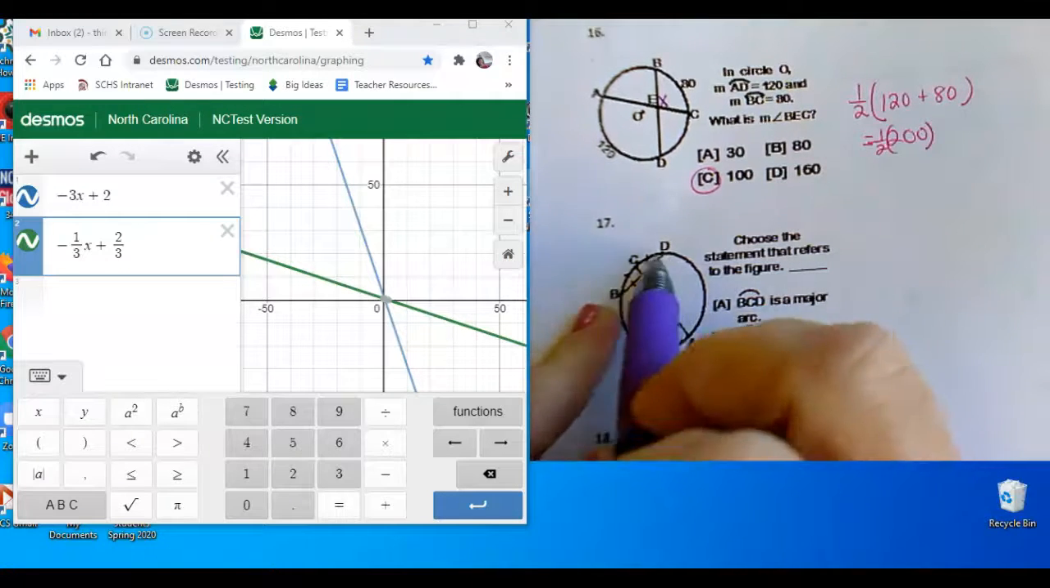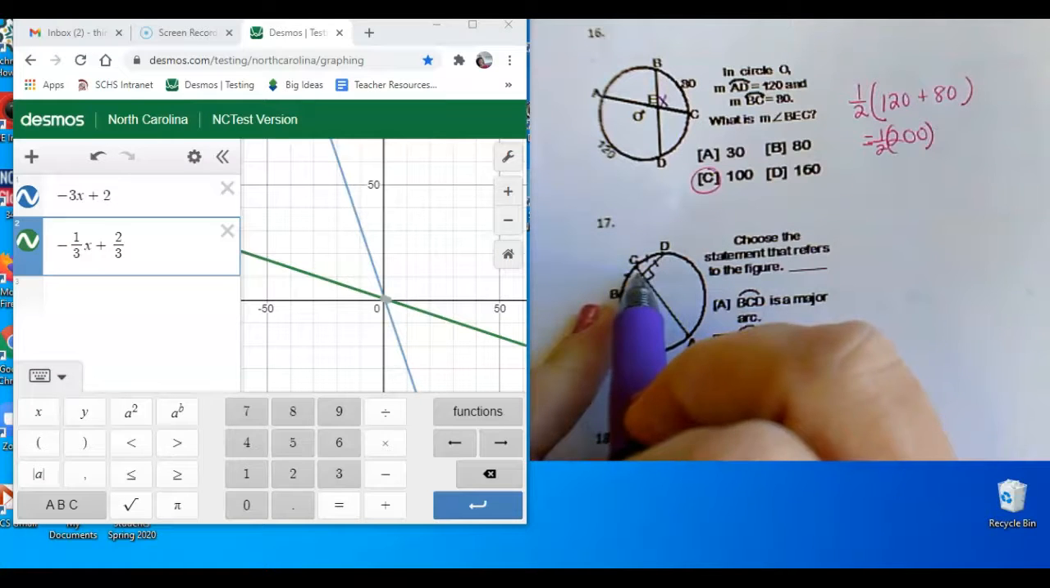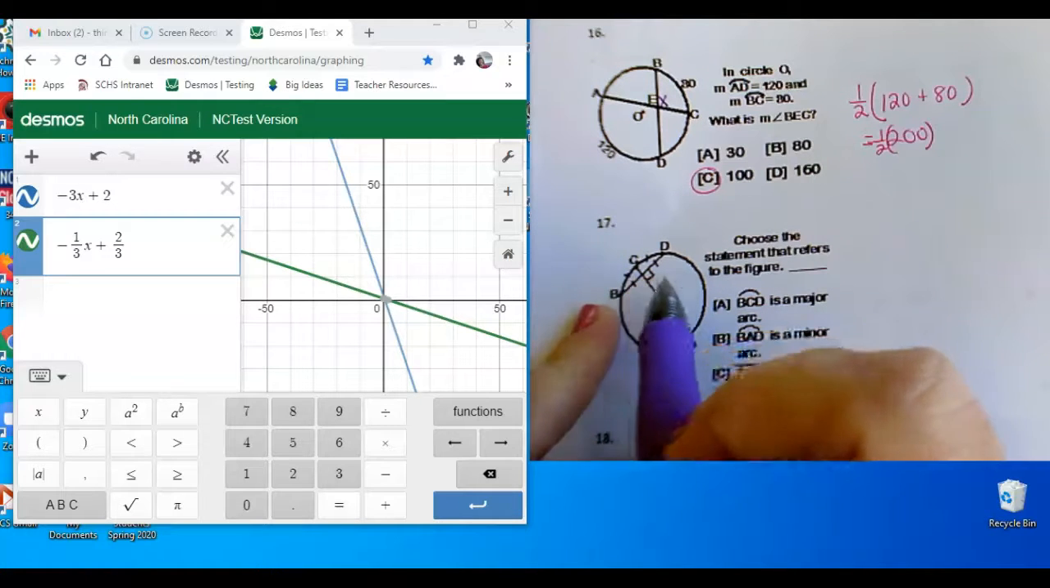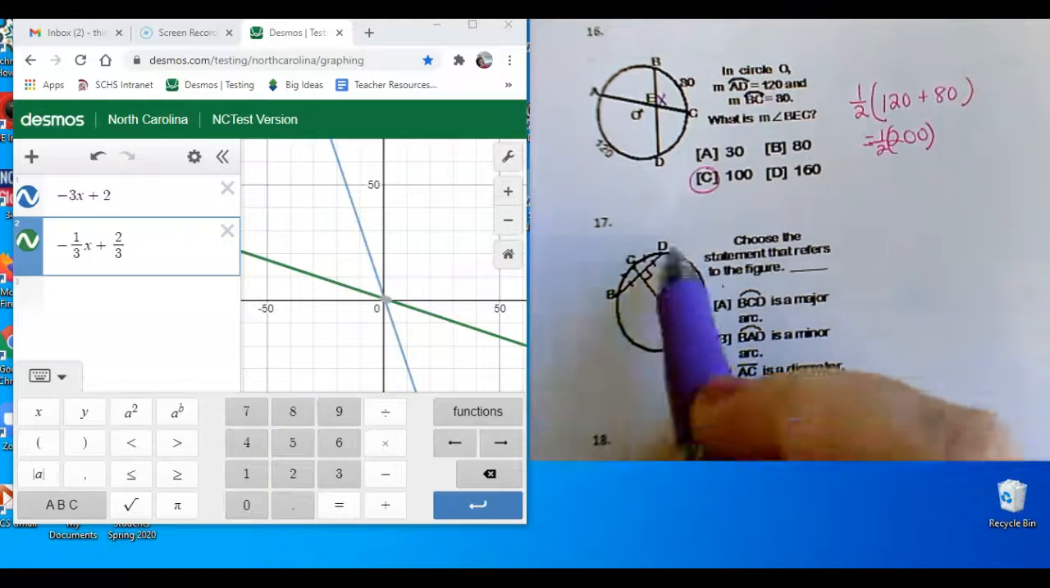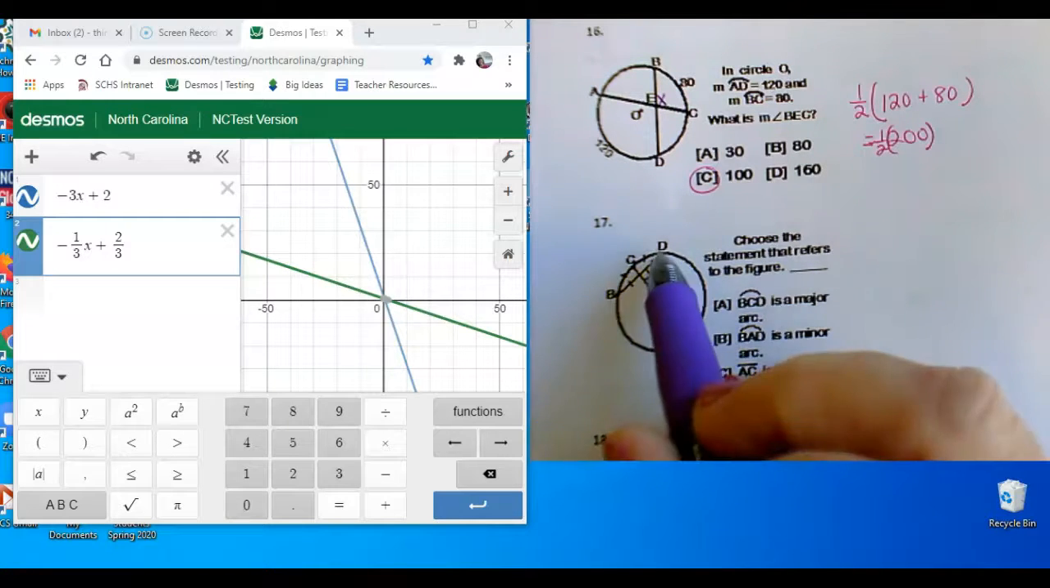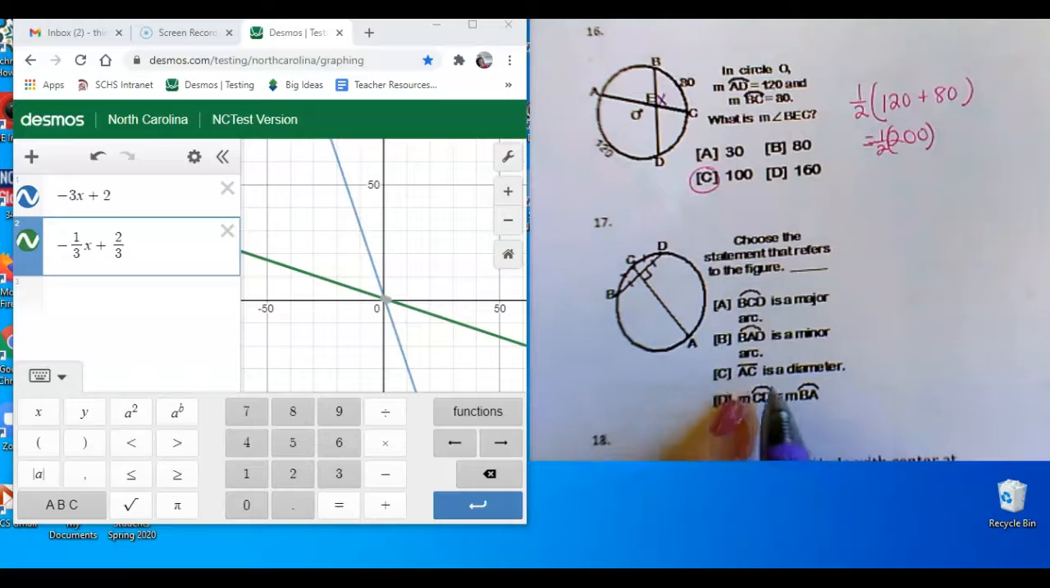BCD is a major arc. Not necessarily. We don't know anything about those angles except that one's 90, and it's not inscribed or central. BAD is a minor arc. Well, that looks really big, so I don't think that's a minor arc. AC is a diameter. Maybe.